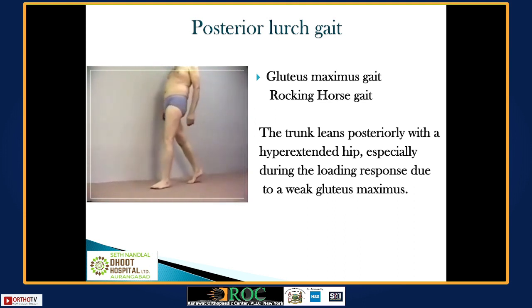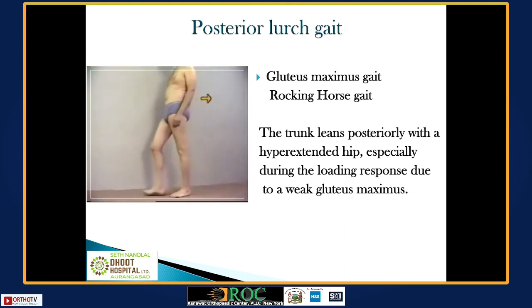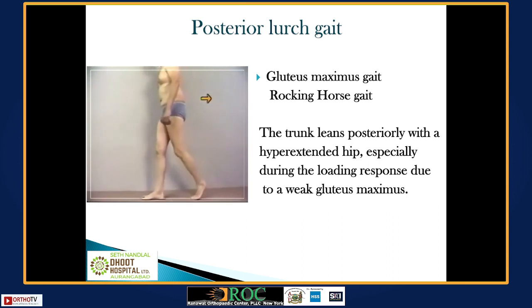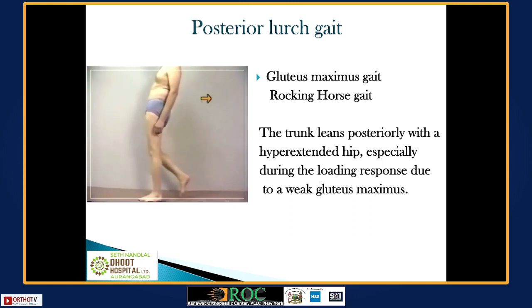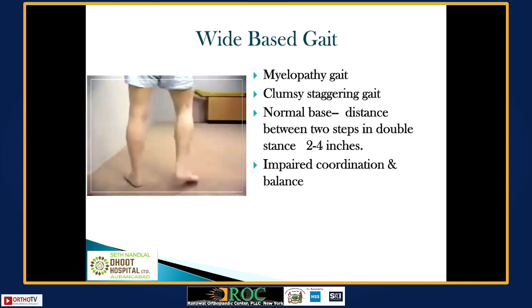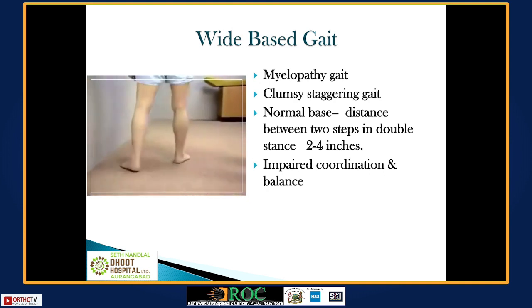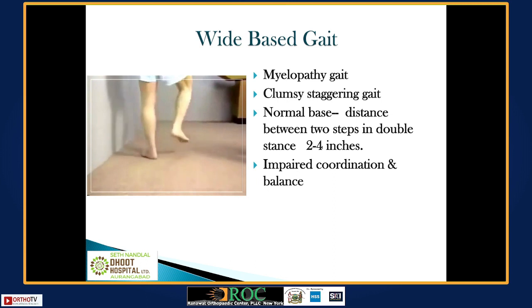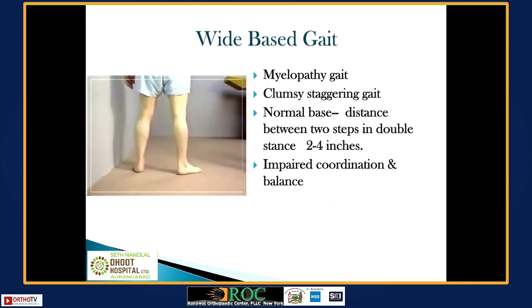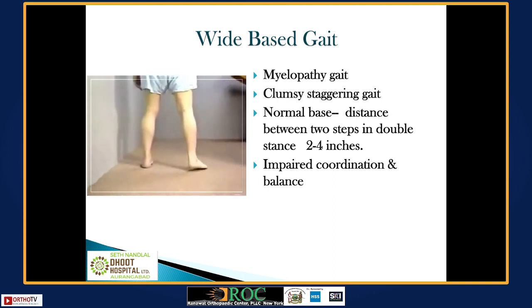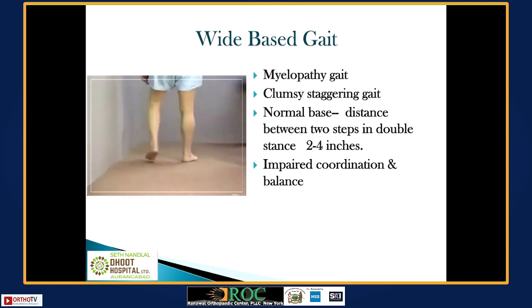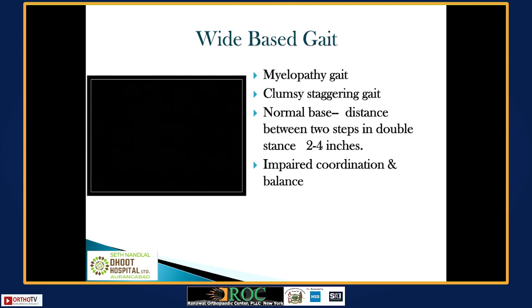Again, another common reason is where another important stabilizer of the hip, the gluteus maximus, is weak. Then the patient will have this posterior lurch gait or rocking horse gait, when the trunk leans posteriorly in a hyperextended hip. And this is a wide base gait, also called the myelopathy gait, a staggering, clumsy gait. Generally, we get it in the spondylotic myelopathy variety. So, all these are very commonly seen gaits in hip pathology as well as in spine pathology.